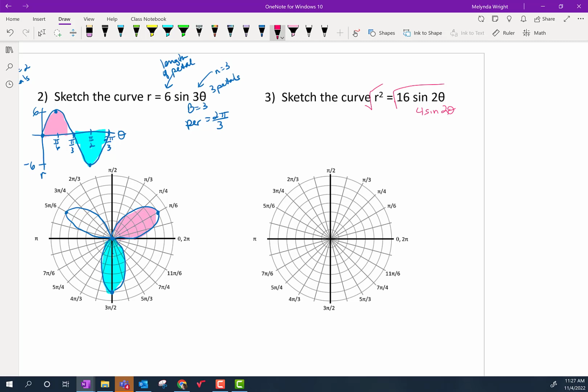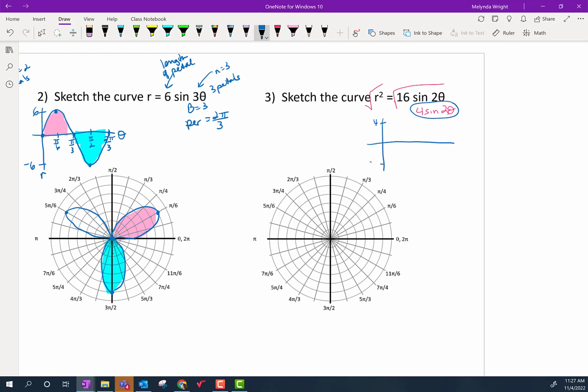I recognize that instead of 4 petals, I'm only going to have 2, because the r squared eliminates the negative petals, and I'll show you what that means as I graph this Cartesian graph. So we graph the Cartesian graph. I'm graphing 4 sine 2 theta. And why is it a 4? Because the square root of 16 is 4, right? That's why it's 4.